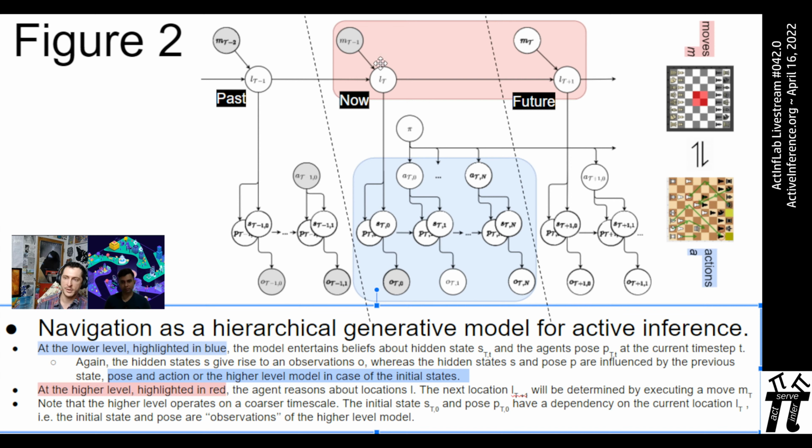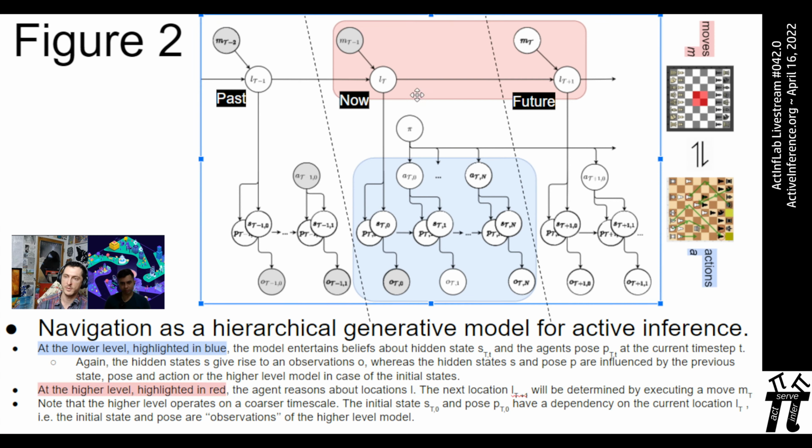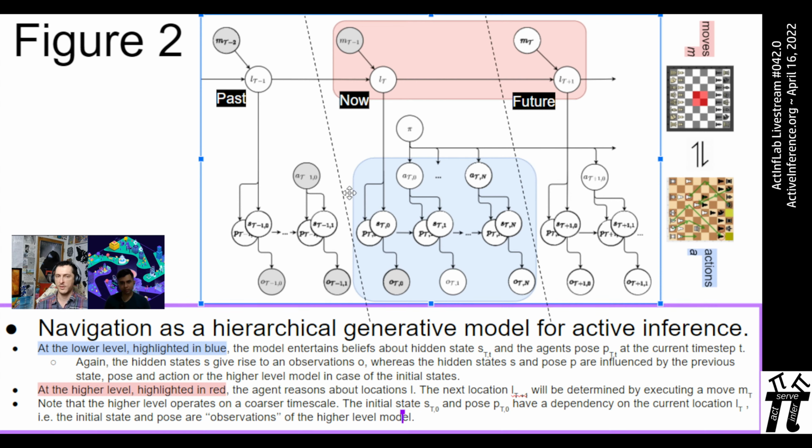And then at the slower level, there's an injection from this slower clock that shoots something in, and then that influences the rest of this blue block, and then it's carried forward, and there's another injection, at a slower time scale at that more strategic level. And at the higher level, highlighted in red, the agent reasons about locations. The next location is determined by executing the move on M. So here's the slower updating movements, like where one is in that map. And then this is the more fine-grained action selection. What do you see in this figure?